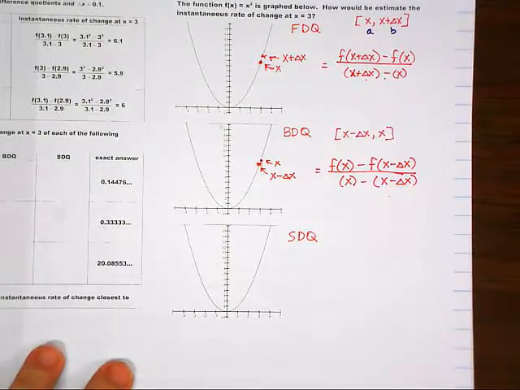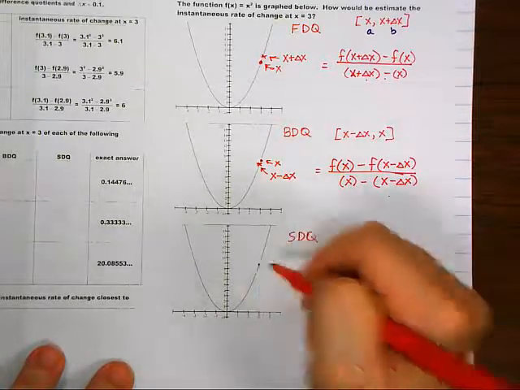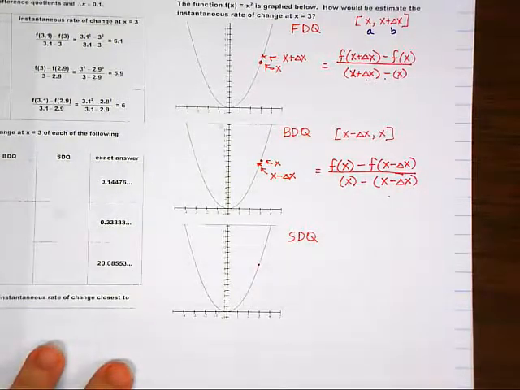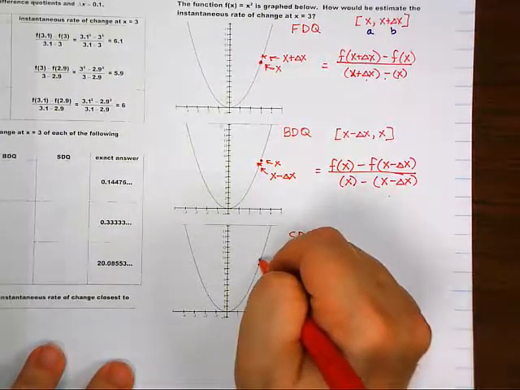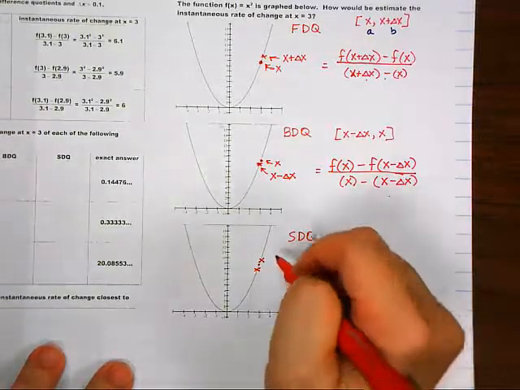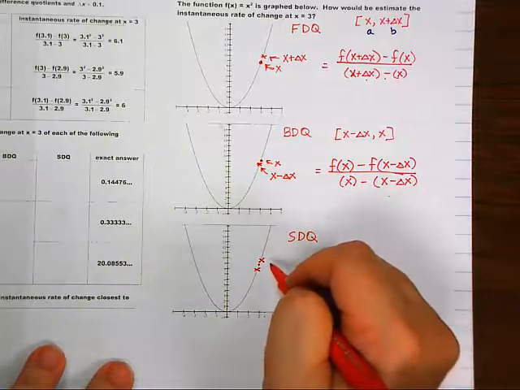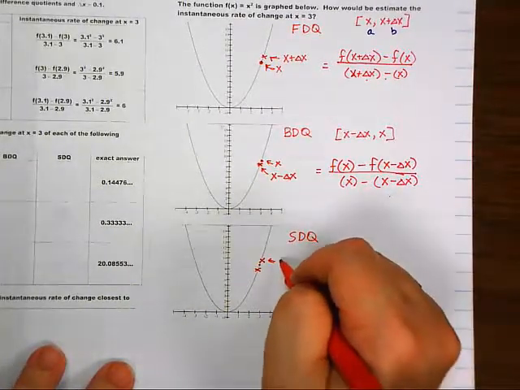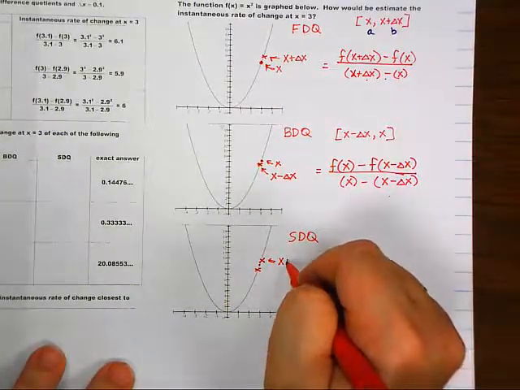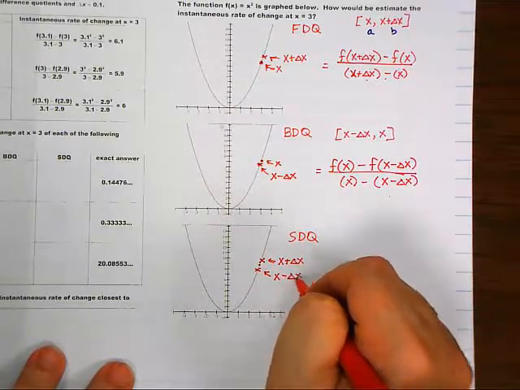Last is the symmetric difference quotient, SDQ. I want you to put a dot at 3, but make it tiny because we aren't even using it in our quotient. Just a little dot right there. We're going to go a little bit up and a little bit down. Now, the whole width is not delta x. You're still going delta x up and delta x down. So it's forwards, backwards, and what changes? Symmetric. So the upper x would be x plus delta x.